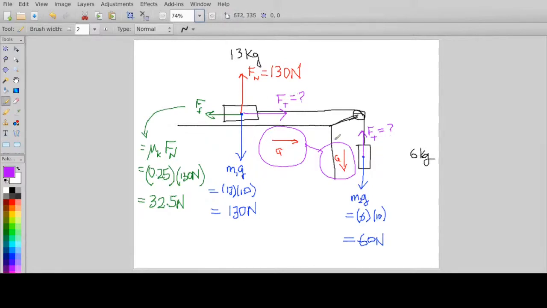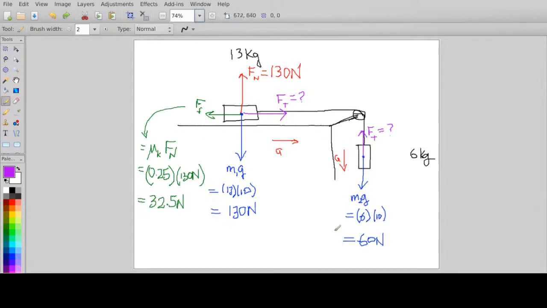And so since the string remains taut throughout the whole process, these two accelerations have to be the same. And that's why I didn't call one acceleration 1 and the other one acceleration 2. They're both the same acceleration, okay? But the masses were different, so I called this one M1 and I called that one M2. So that's just to give you the logic of how I worked that one out.